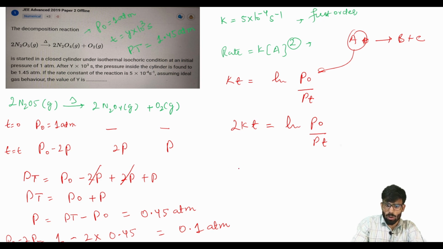So upon solving, I will write here 2Kt equal to ln, converting it to natural log, of P naught, the initial pressure, that is 1, upon the pressure after time t we got here, that was 0.1 ATM. ATM in the numerator and denominator will get cancelled out. It will be 10 here.